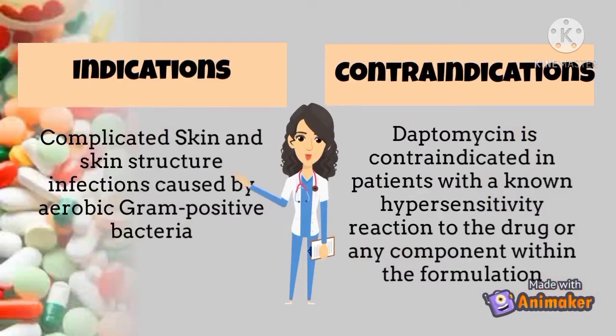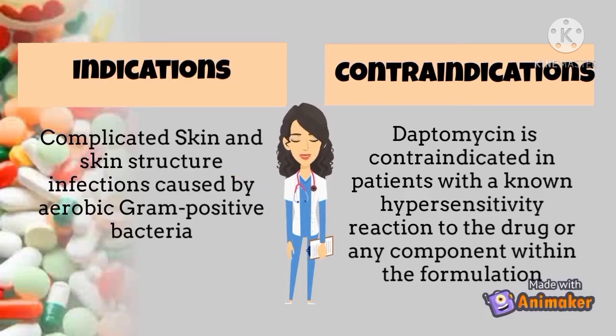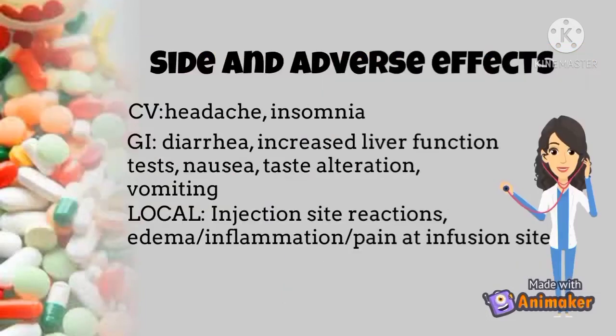For my indications, I am indicated for complicated skin and skin structure infection caused by aerobic gram-positive bacteria. For my contraindication, I am contraindicated in patients with a known hypersensitivity reaction to me and any component within my formulation. For my side and adverse effects, in the CV includes headache and insomnia. In the GI includes diarrhea, increased liver function test, nausea, taste alteration, and vomiting. And for local includes injection site reactions, edema or inflammation, or pain at injection site.